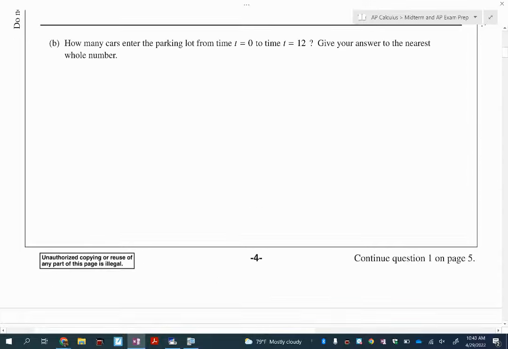All right, let's do letter B. How many cars enter, that's a key word here, enter the parking lot from time t equals 0 to t equals 12. So essentially between 5 a.m. and 5 p.m. This is why I really wanted you to focus on the units. Remember, what is the units for E of t? Cars per hour. So if I want just cars, what am I going to have to do here? Who knows what we're going to do? Something way more complicated, some calculus involved.